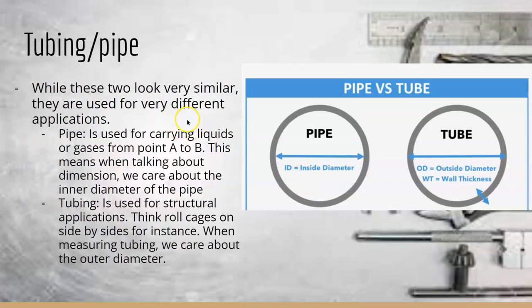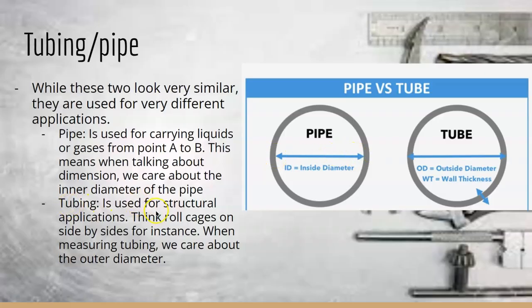Tubing and pipe. While these two look very similar, they're different in application. Pipe is used for carrying liquids and gases from point A to B. This means when we're talking about dimension, we care about the inner diameter of the pipe. So this is a piece of pipe. Because water or gas or whatever is flowing inside here, when we talk about diameter, we're talking about the inside, from inside to inside.